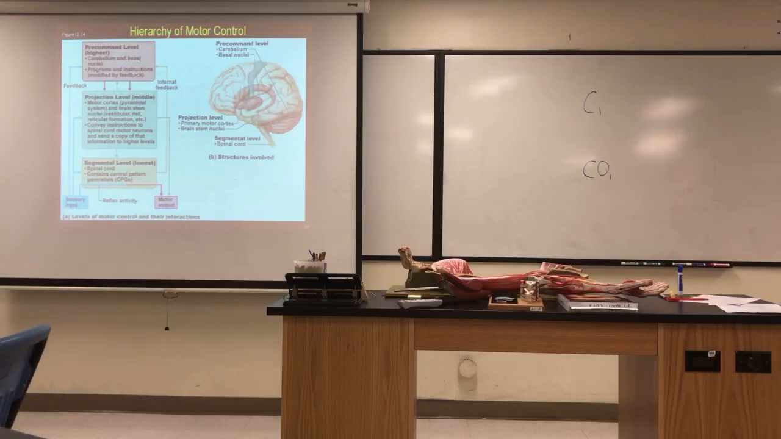From the pre-command level, you then have the projection level. This involves the primary motor cortex. Now that's for the pyramidal pathway. If we're talking extrapyramidal pathways, vestibular nucleus, red nucleus, reticular formation, tectum, for the extrapyramidal pathways. So if we're looking at somatic, voluntary control, it's the pyramidal system. So those upper motor neurons project down to the cell bodies of the lower motor neurons, which are in the spinal cord or brainstem nuclei if we're controlling skeletal muscles of the head.